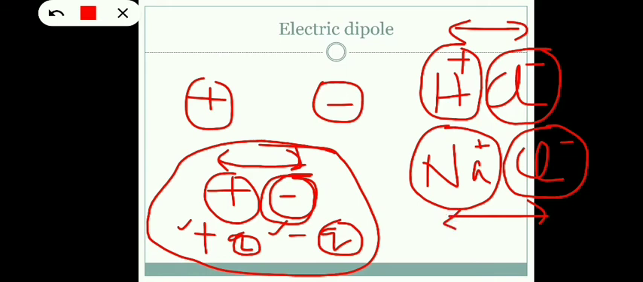So it is very important to study electric dipoles, their strength, and also what happens when an electric dipole is placed in an electric field, in a uniform electric field and in a non-uniform electric field. All those things are very important, and we will discuss all these matters in our further sessions.